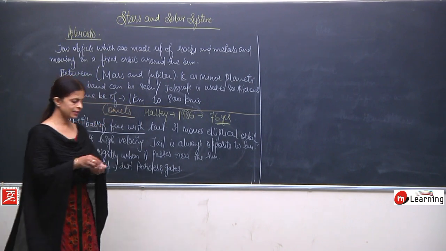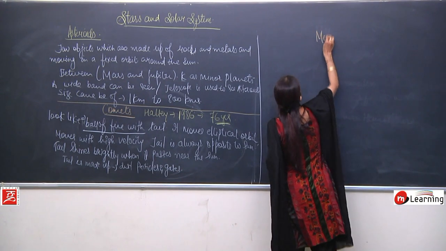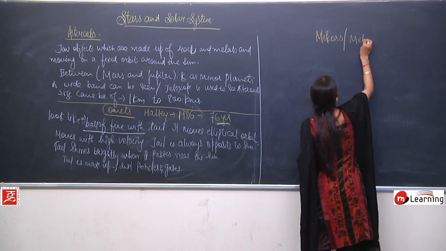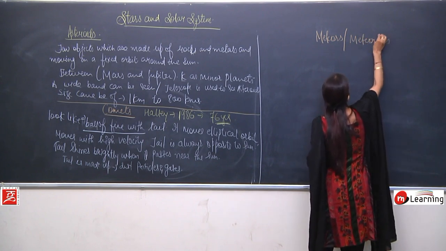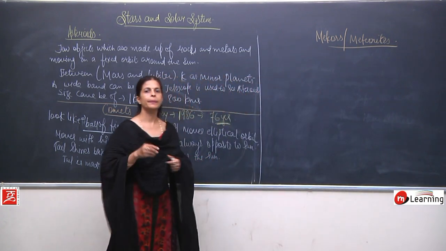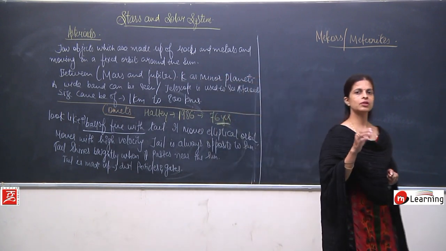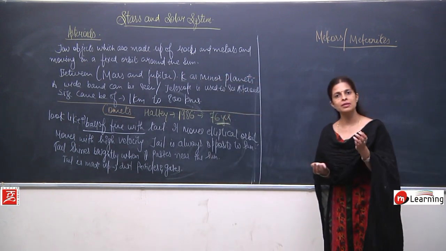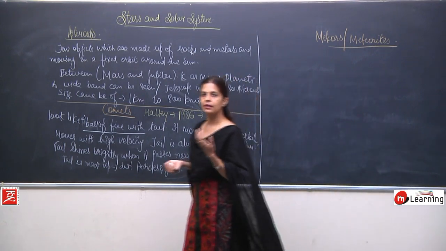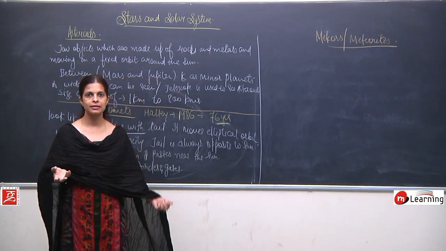Now we'll talk about the next one, and this one is meteors and meteoroids. Now, what are these? First of all, I'll talk about meteors. These are almost the same, and we'll talk about the difference also. Meteors are also objects which are made up of rocks.